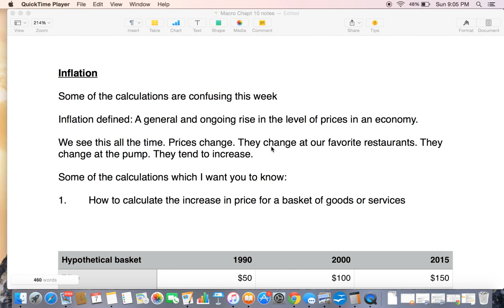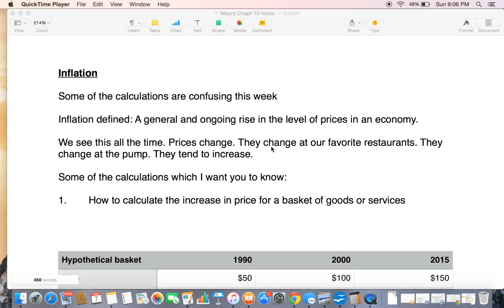To week 4. This week we're going to take a look at the concept of inflation. And aside from talking about the definitions, there are several calculations in this chapter which you might find confusing or have questions about. And so I wanted to take some time to review all of those calculations.